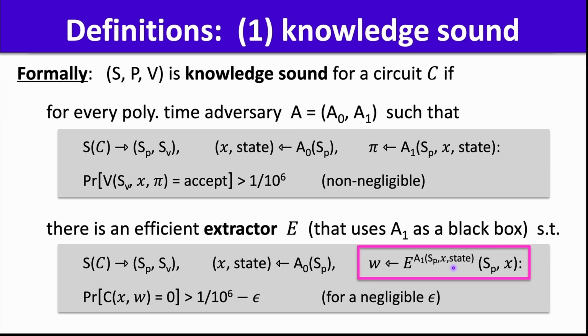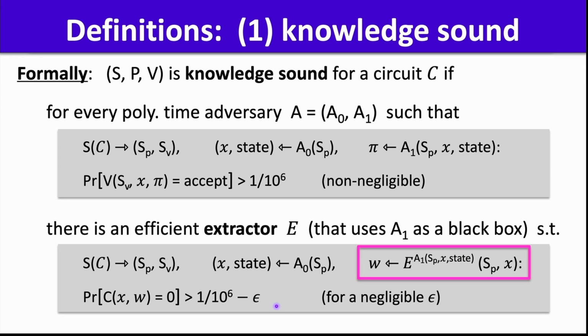What's interesting about the extractor is that it's only given the statement X for which the proof will be generated. It's then allowed to interact with adversary A1, the one that actually generates the proof, as an oracle. So it's allowed to basically send it messages, to mess with its environment in a certain way. After the extractor interacts with A1, it's able to actually extract a witness from this adversary. The point is that this witness is a valid witness for the circuit, so C(X, W) really is equal to 0. And that should hold with probability about 1 over a million, maybe slightly less than 1 over a million.